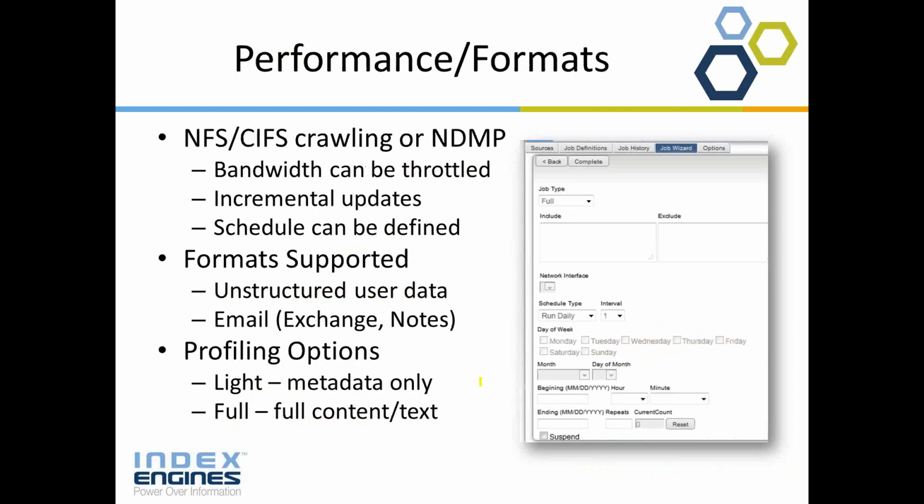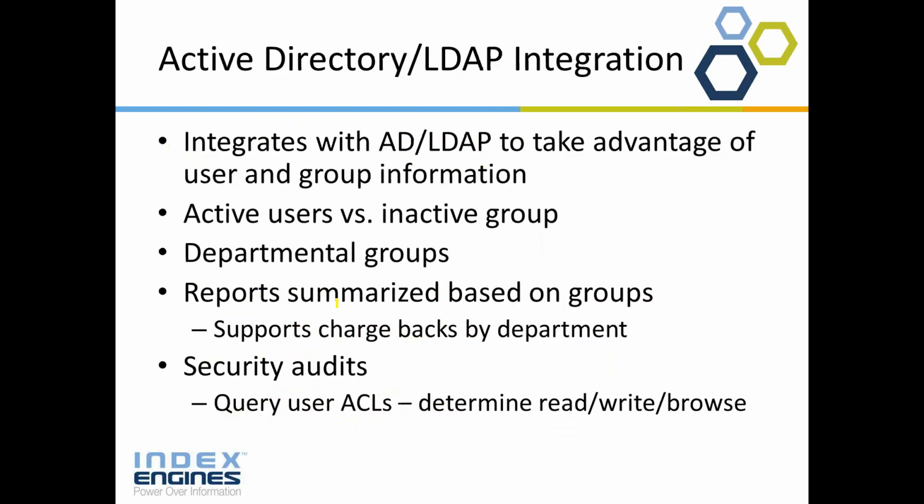Performance has always been an issue. People are concerned about it, but we've taken into account a number of things to be able to throttle bandwidth and allow you to really control that so it doesn't impact your network speeds and so on. We support NFS or SMB crawling as well as NDMP. If it's an NDMP-enabled server, we'll be able to crawl and index all the common unstructured files as well as email. In terms of profiling, you can do either a light profile, which is really just metadata only, dates, owners, locations, things like that, or you can do a full profile, which includes the full text content. So if you need to find things like PII or keywords, you would need to do a full content profile.